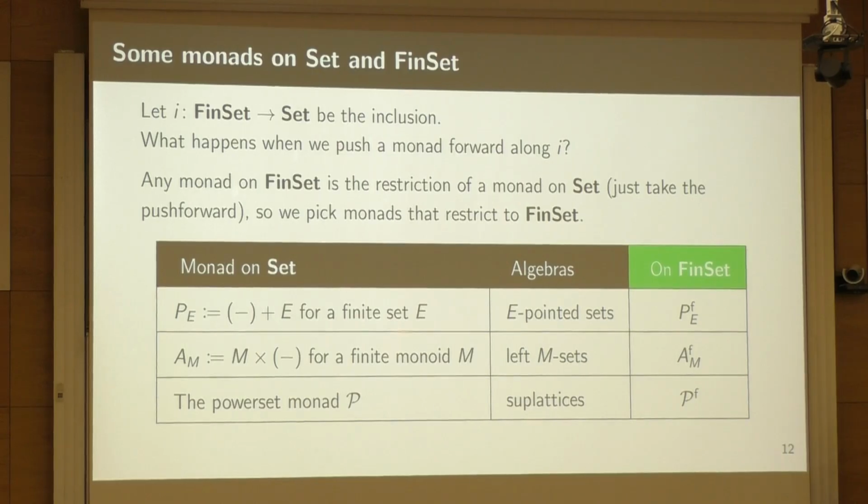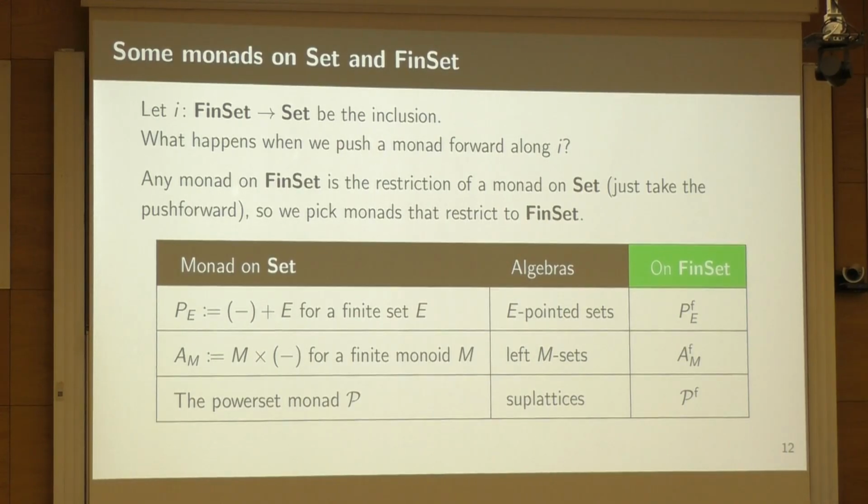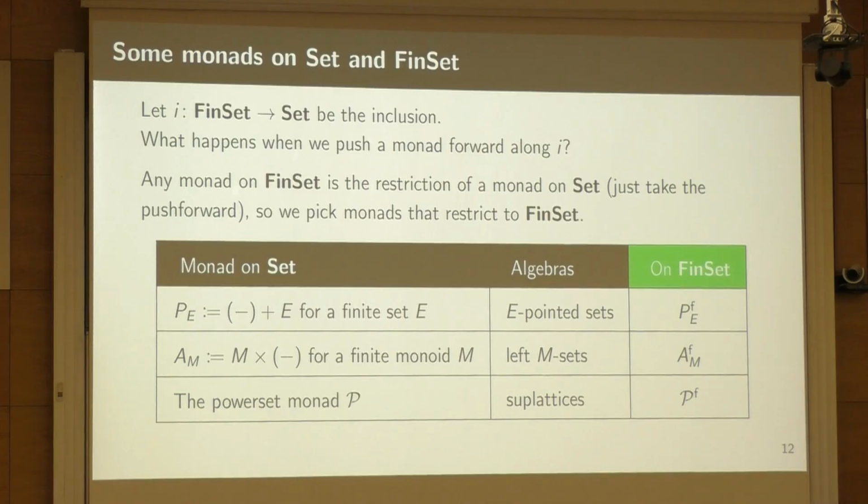Just quickly, if I have a finite set E, I can take the plus E monad, whose algebras are E-pointed sets. If I have a finite monoid M, I can take the free M-set monad. Because M is finite, this also restricts to finite sets. And then lastly, the power set monad on set. Again, the power set of a finite set is finite, so all of these restrict to finite sets. And I'm just going to be calling these restricted monads by the same name, except with an F on top. So, okay, let's see what the pushforwards of these monads are when we go to set and what their algebras are.